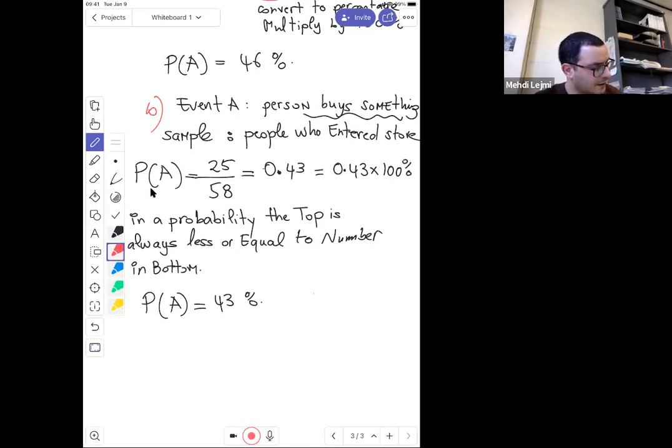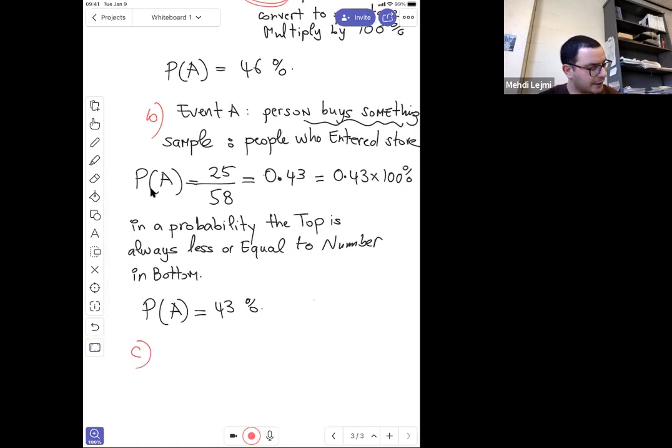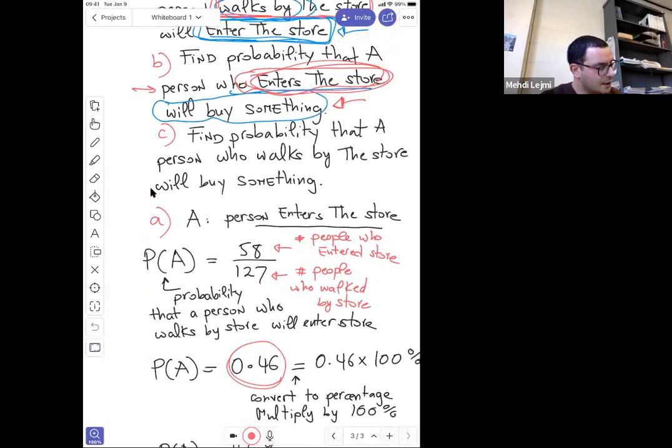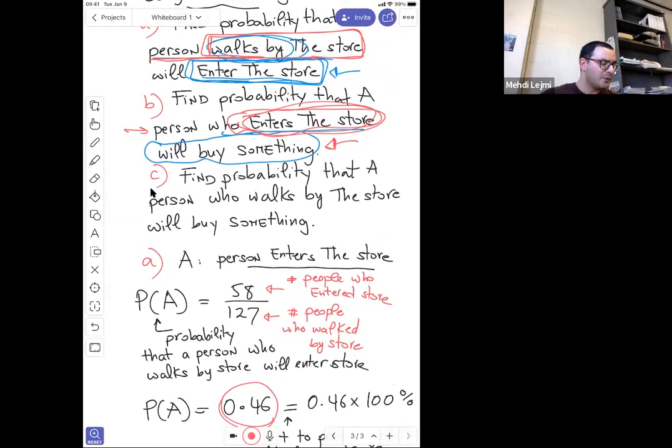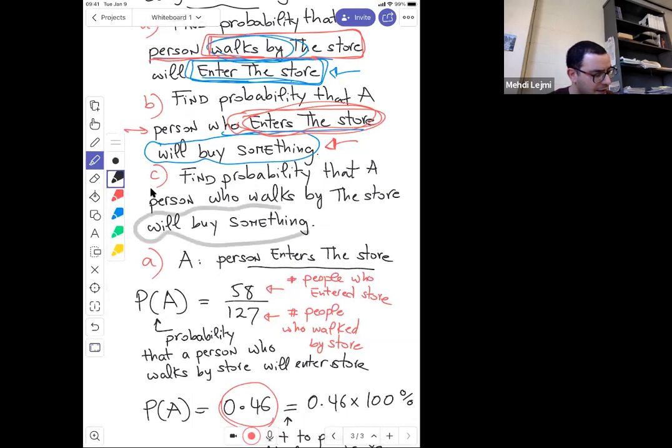So for example, let's do the C. And then I will give you a couple of exercises, guys, so we can practice a little bit. So what are we interested in in the C? Well, it says the probability that a person who walks by the store will buy something. So the event here is that the person who walks by the store will buy something. That's my event. The event is that a person will buy something, right?